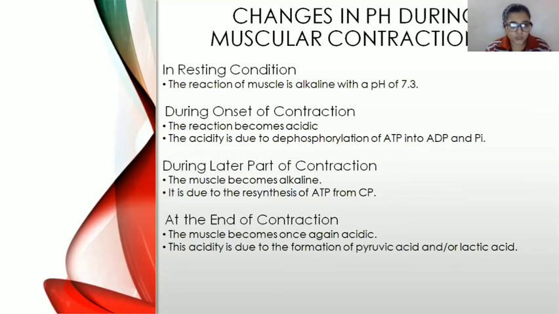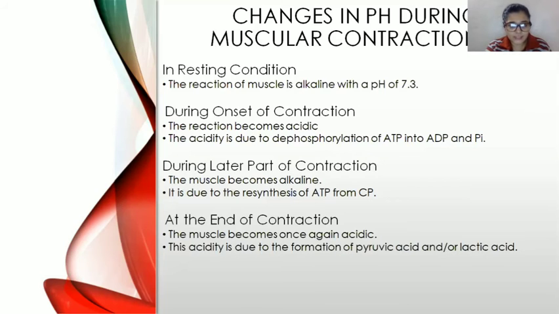Dephosphorylation means the removal of a phosphate molecule from the ATP and the conversion of ATP into ADP and inorganic phosphate. Due to that, the environment inside the muscle will become acidic, and during the later part of contraction, the muscle will become alkaline again, because there is resynthesis of ATP molecules from creatine phosphate, which we studied earlier. And at the end of contraction, the muscle becomes acidic once again. Now this acidity is due to the formation of pyruvic acid, or we can say lactic acid, inside the muscle.